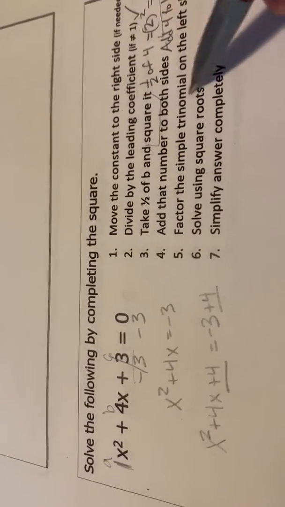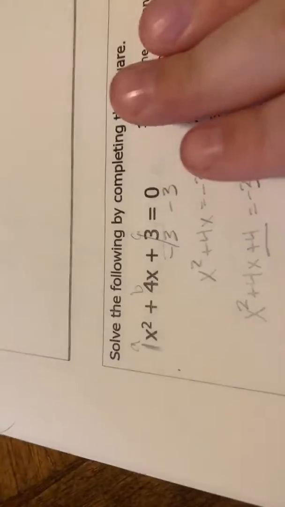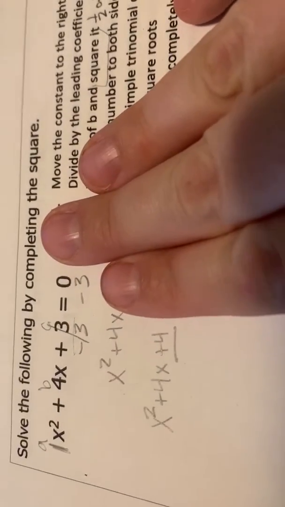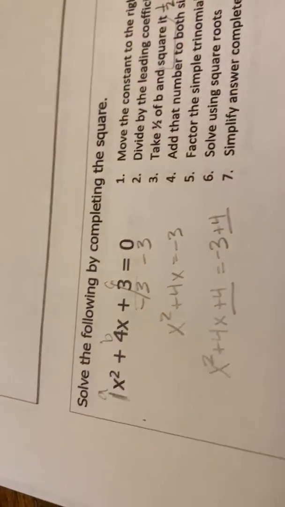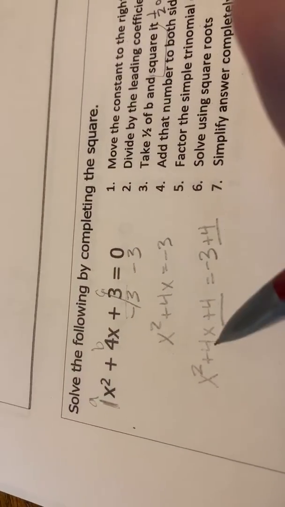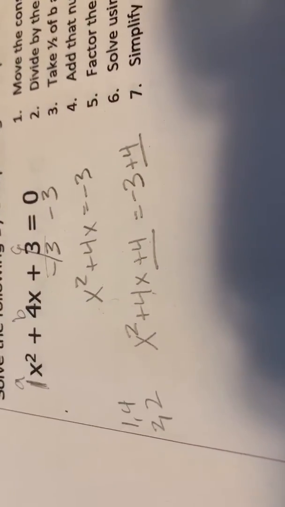Factor the simple trinomial on the left side. So look at the left side only. x squared plus 4x plus 4, and look at it as a simple trinomial. We want to find factors of 4 that add or subtract to be 4. So we have 1 and 4, 2 and 2. Which of those factors could add or subtract to be 4? The answer is 2 and 2.